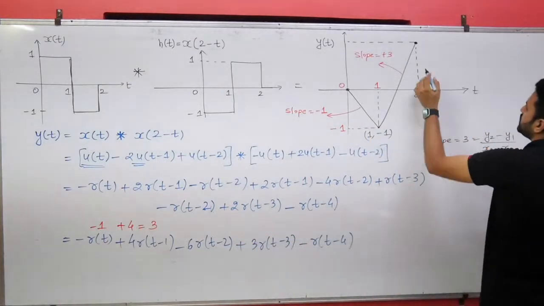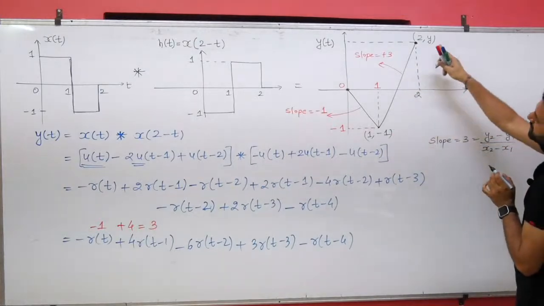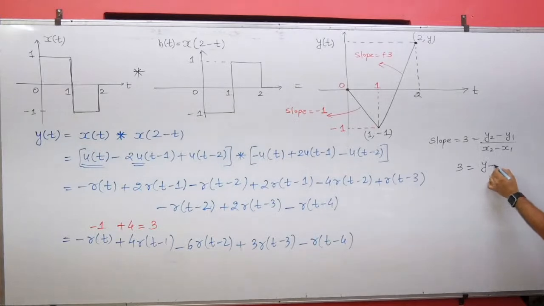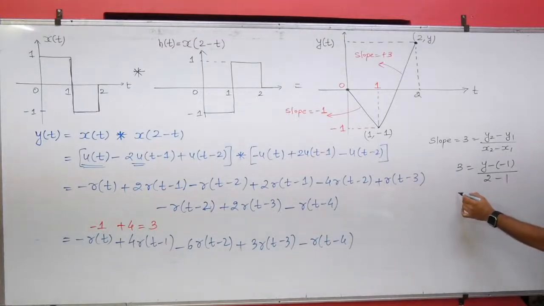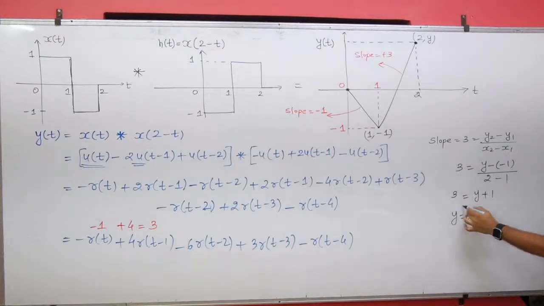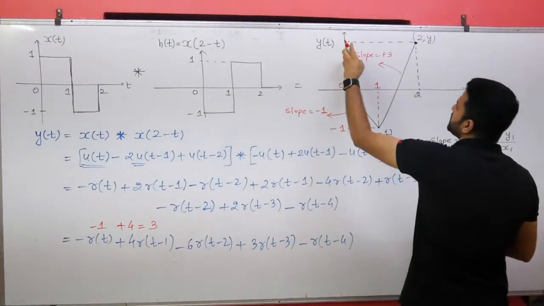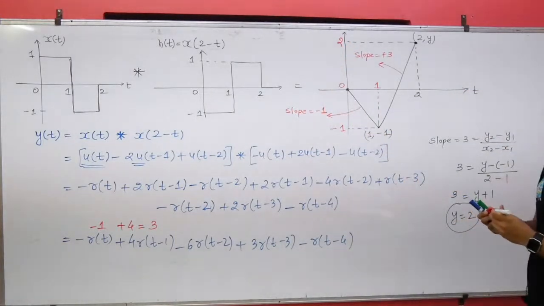So this is at 2. So we have the coordinates 2 comma y. When we apply y2 minus y1 here, we get 3 is equal to y2 is y, y1 is minus 1, x2 is 2 and x1 is 1. So 3 equals y plus 1, so y is equal to 2. It means this maximum value will be 2.